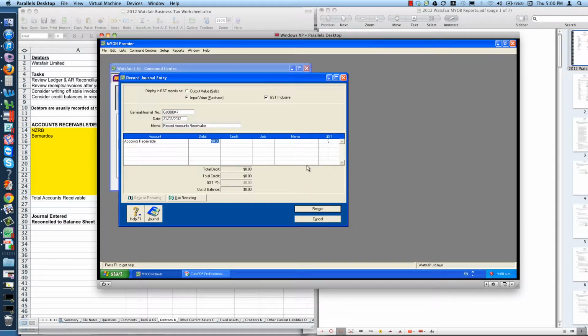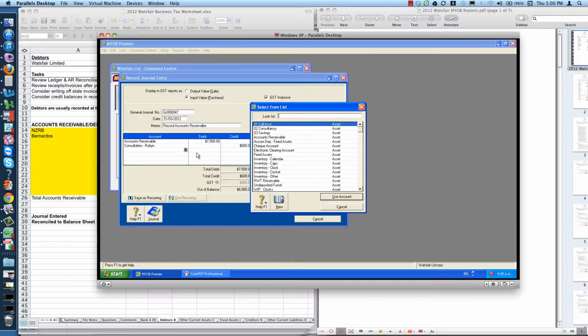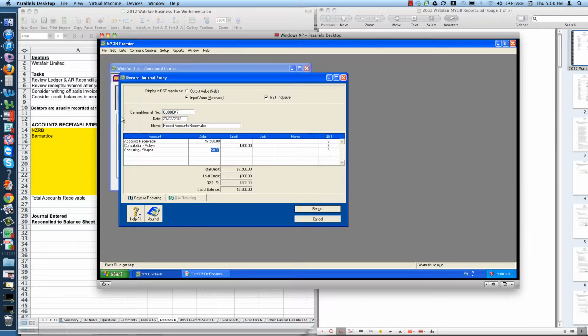Yes, we're going to post to a linked account, $7,500, and both of these are going to go to, well actually in this case we'll do Consultation Robin. The credit is 600, GST inclusive, GST code S, and Shane is Consulting Shane, 6,000 plus GST, 6,900. Okay, and so now we'll be able to record our year-end payables, and we click the record button.